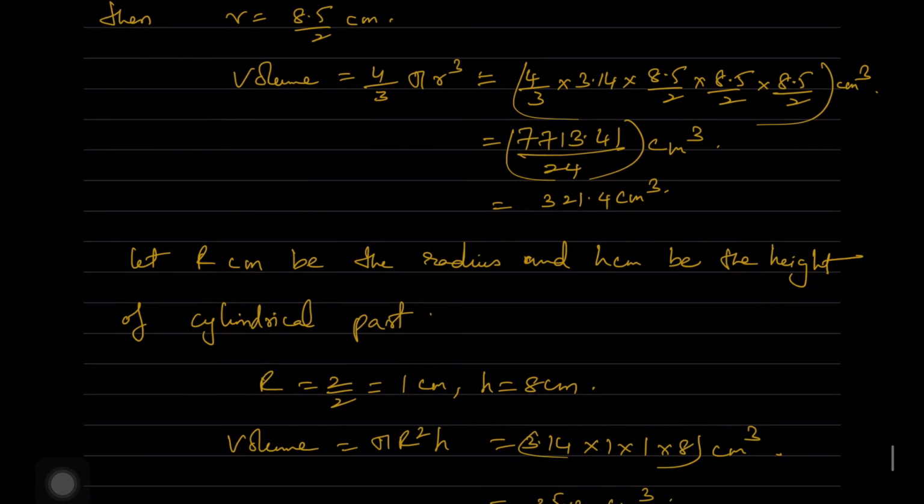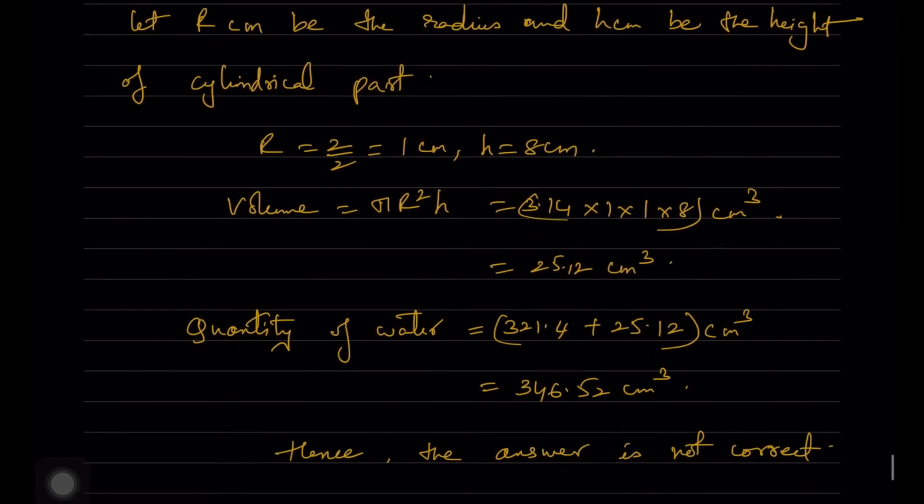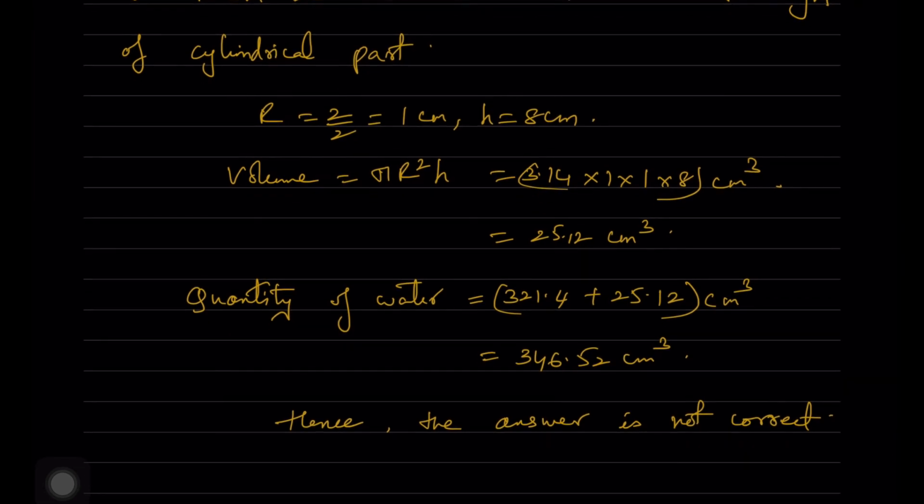Let capital R be the radius and h centimeters be the height of the cylindrical part. So what is the volume of the cylindrical part? It's equal to pi r square h. Here capital R is equal to 1 centimeter, h is equal to 8 centimeters. So substituting in this, you're getting 25.12 centimeter cube. So quantity of water is equal to 321.4 plus 25.12 centimeter cube, which is equal to 346.52 centimeter cube.